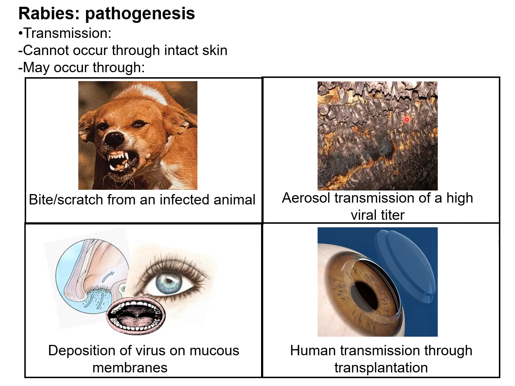This is a cave with bats, and so there have been reported cases that people walk into caves harboring these bats, where these bats live, and the rabies virus is present in their urine. So if you are exposed to a high titer of the virus via aerosolized particles, then it is possible to acquire the infection. Alternatively, deposition of the virus on mucous membranes could result in infection as well as transmission through transplantation. And there have been documented cases of people acquiring rabies via corneal transplants, for example.